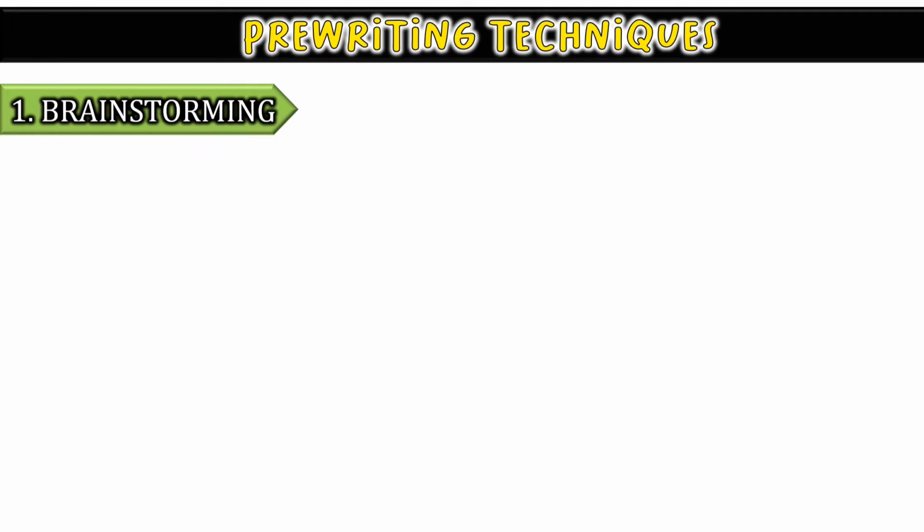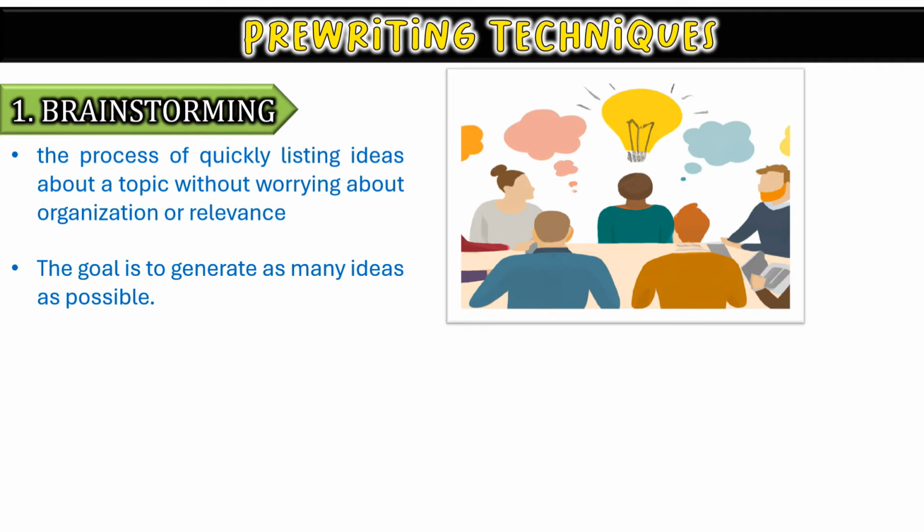Meanwhile, here are some key pre-writing techniques or strategies used to generate, organize, and refine ideas before drafting. Number 1. Brainstorming. It is the process of quickly listing ideas about a topic without worrying about organization or relevance. The goal is to generate as many ideas as possible.